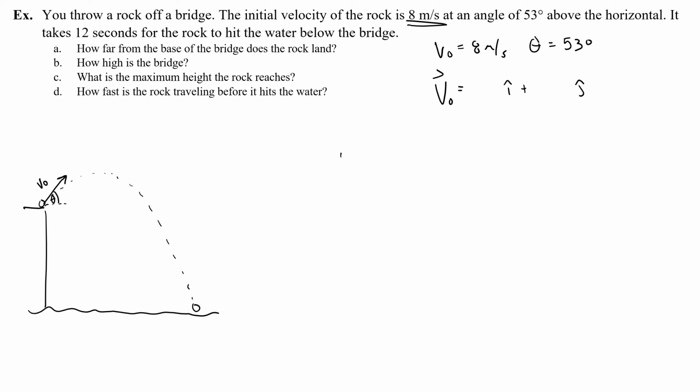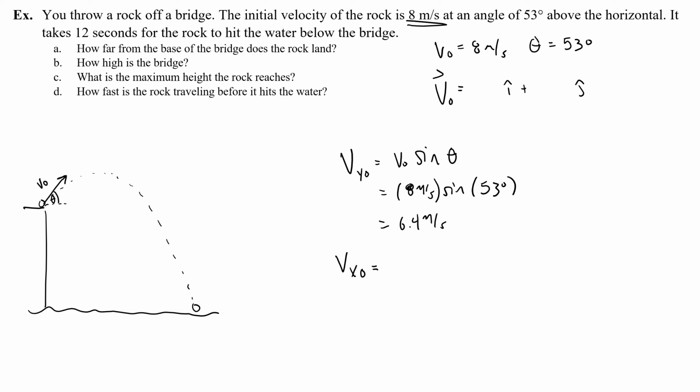So for vy naught, I would do v naught sine theta, which is 8 meters a second times sine of 53 degrees. And 8 sine of 53 is 6.38, so we'll call that 6.4 meters a second. And then Vx naught, since the initial x velocity is going to be constant, it's not going to change, you could just call this Vx. I like to do that.